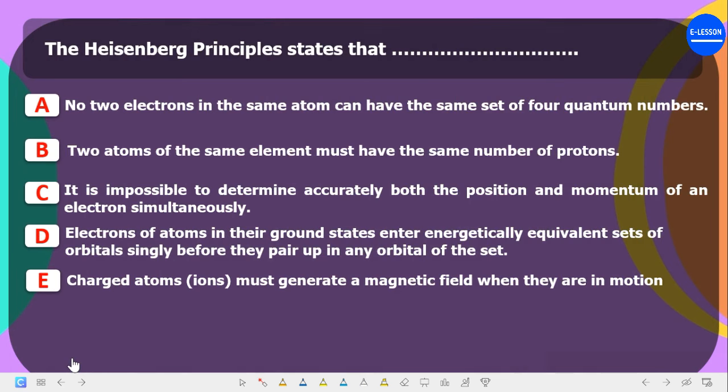Now, the Heisenberg uncertainty principle states that no two electrons in an atom can have the same set of 4 quantum numbers. That is false. This is the Pauli's exclusion principle. Now the next one is, 2 atoms of the same element must have the same number of protons. This is wrong. It is impossible to determine accurately both the position and momentum of an electron simultaneously. This is right. Are you getting it? This is what the Heisenberg uncertainty principle states, and the correct answer is C.